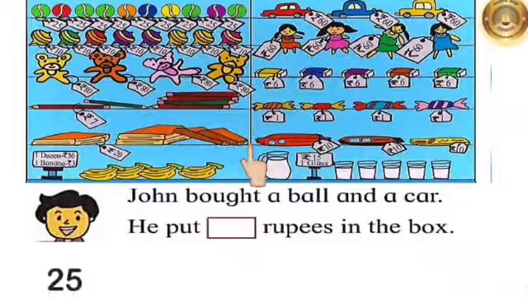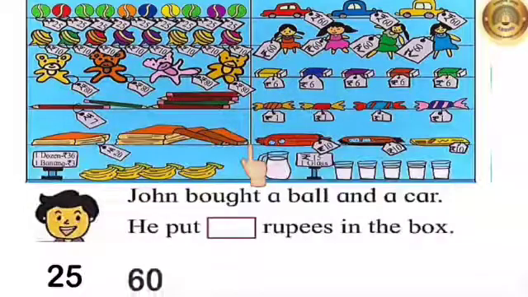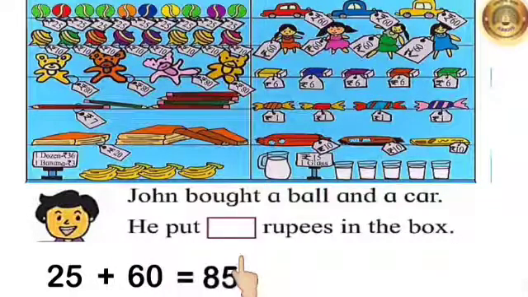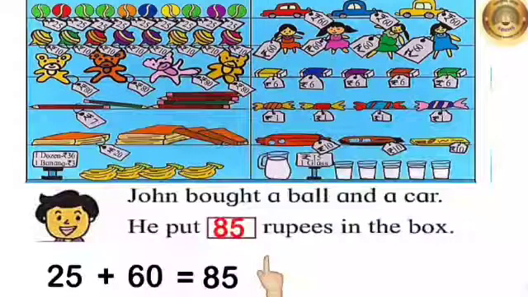So we will take 25 and 60. Then what do we have to do? We have to put them together, or means addition. Then what is the total of 25 and 60? 85, means John put 85 rupees in the box. The amount after adding it becomes 85 rupees.